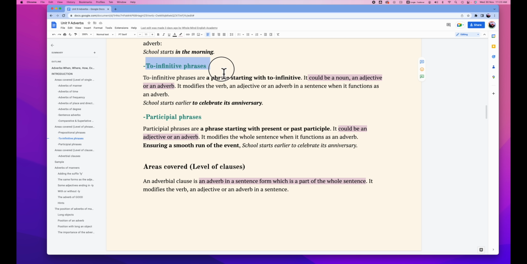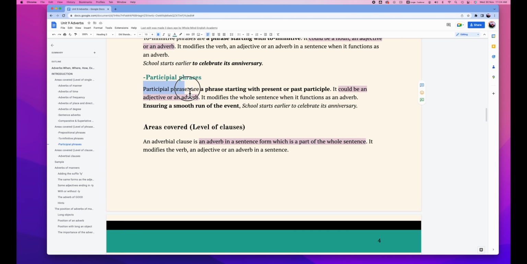What about to infinitive phrases? To infinitive phrases are phrases starting with to and a verb. For example, to celebrate, to swim, to run, to drum. It could be a noun, it could be an adjective or an adverb. It depends on the position you place this to infinitive phrase. It modifies a verb, adjective, or an adverb when it functions as an adverb. For example, school starts earlier. Why starts earlier? Because to celebrate its anniversary. To celebrate its anniversary is modifying the verb, so it is an adverb.